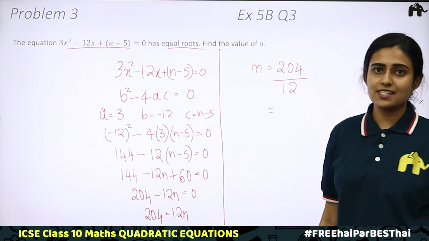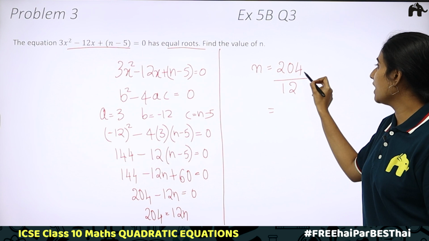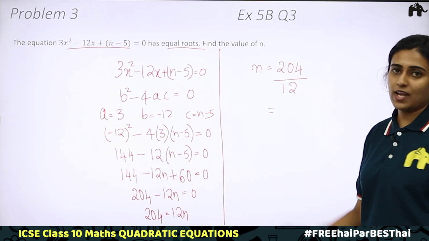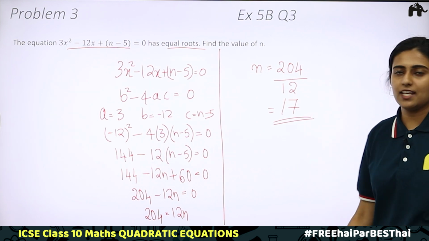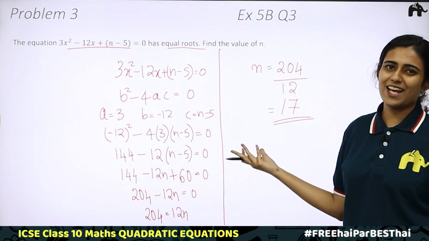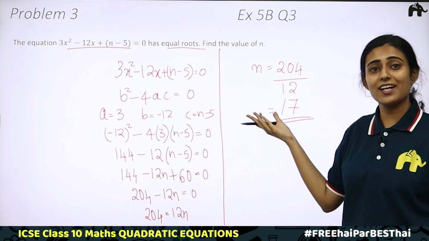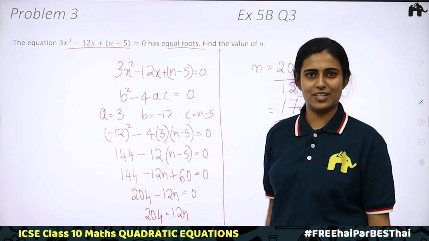What is the final answer? When you do this calculation, that is, divide 204 by 12, you will be getting 17. So, 17 is the final answer. That is the value of n. Very easy, right? Because you have already solved many questions to find the variables given.